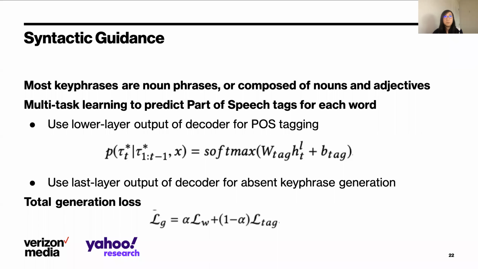So the only difference with the absent key phrase generation is that we are not using the last layer of the decoder, but using a middle layer, because that turns out to have better performance than the last layer. And then the overall generation loss will be the loss from the keyword generation part plus the multitask learning part for the part of speech tagging part. And these together form the generation loss. And then that will be again combined with the extractor loss to form the final loss function for this extractor generator model.